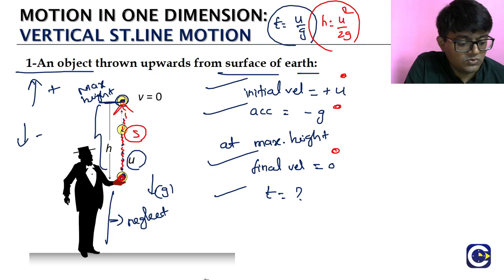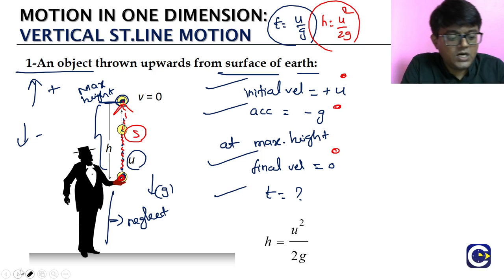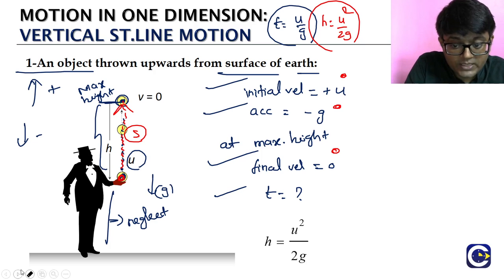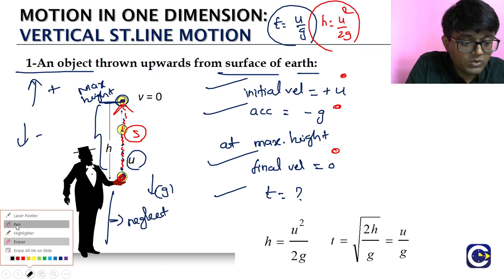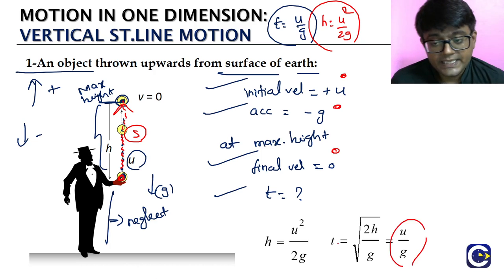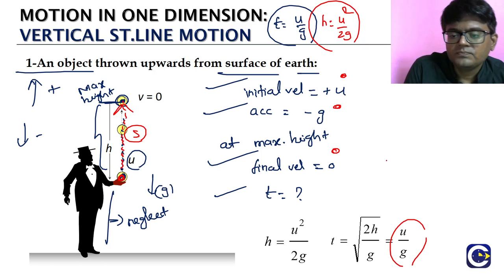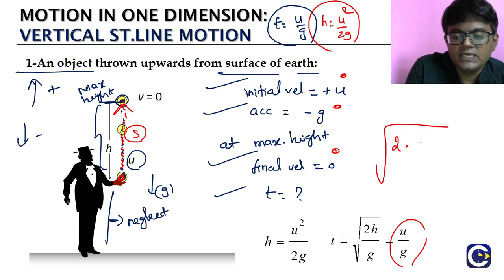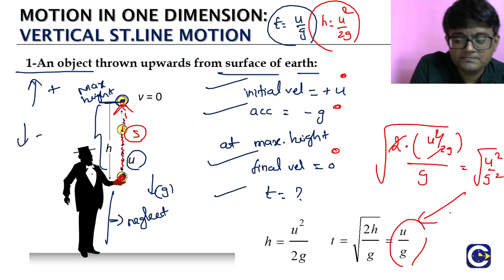I'll just write both formulas here. The maximum height to which the object is able to go is u square by 2g. And the time it takes to go to that maximum height is u by g. We can also write it in terms of h: root of 2h by g. In place of h, we put u square by 2g. The 2 is cancelled, and we have the root of u square by g square, which is u by g.